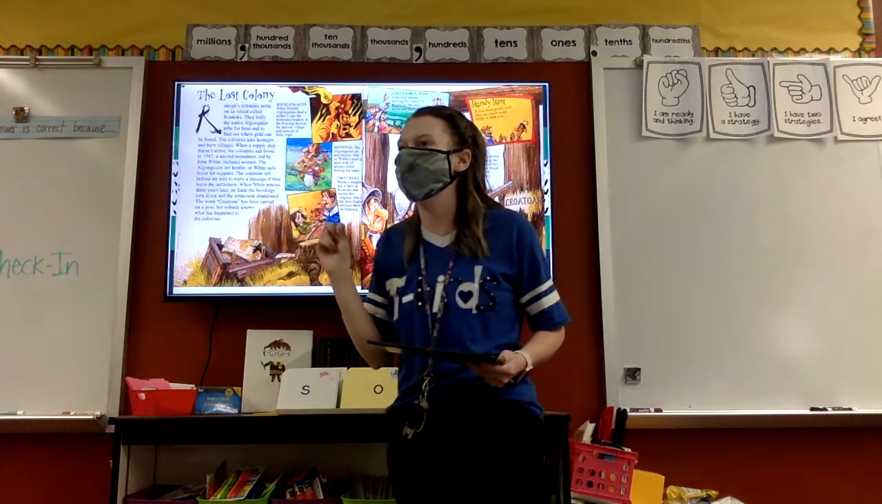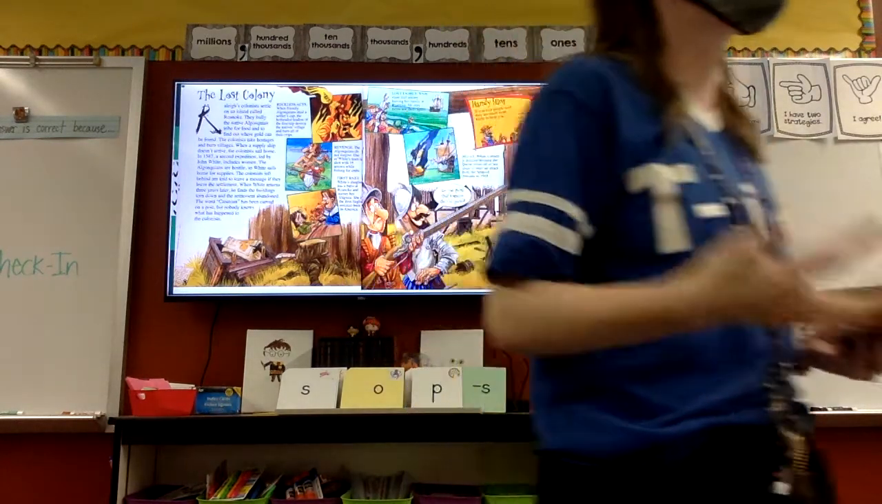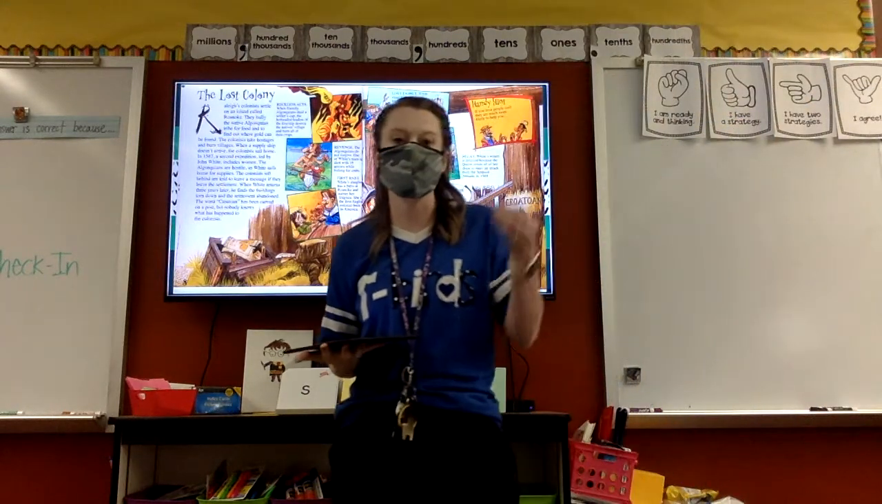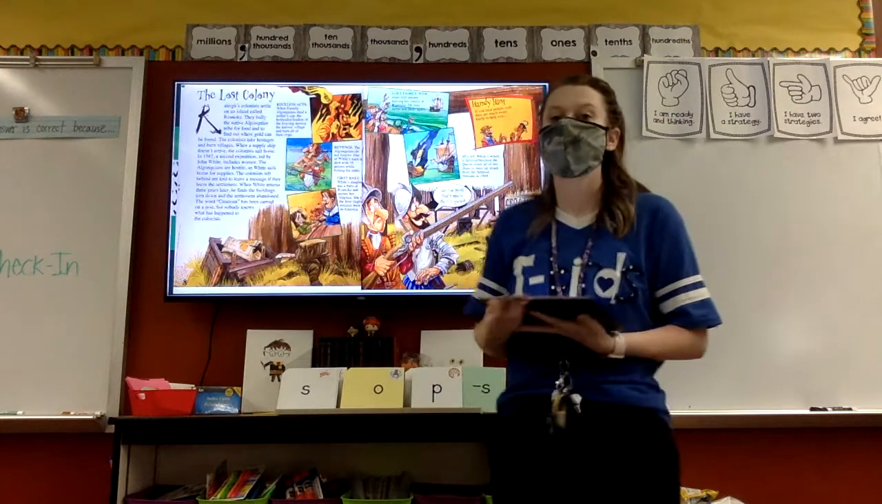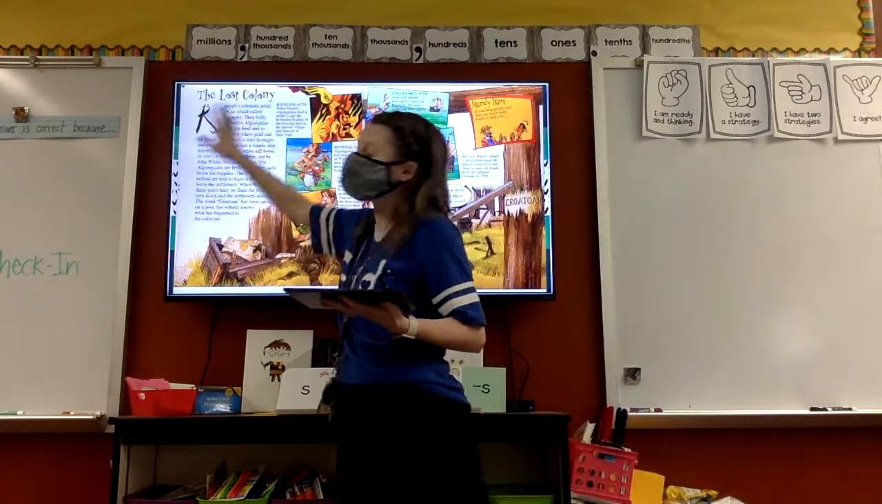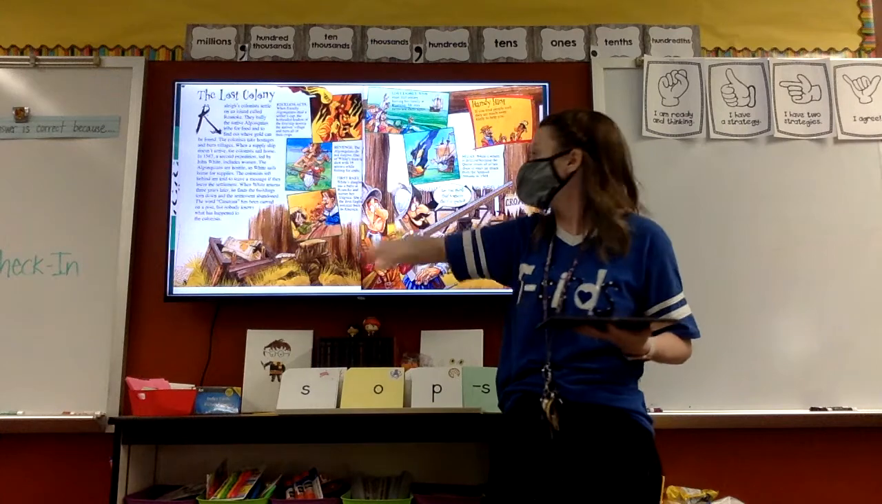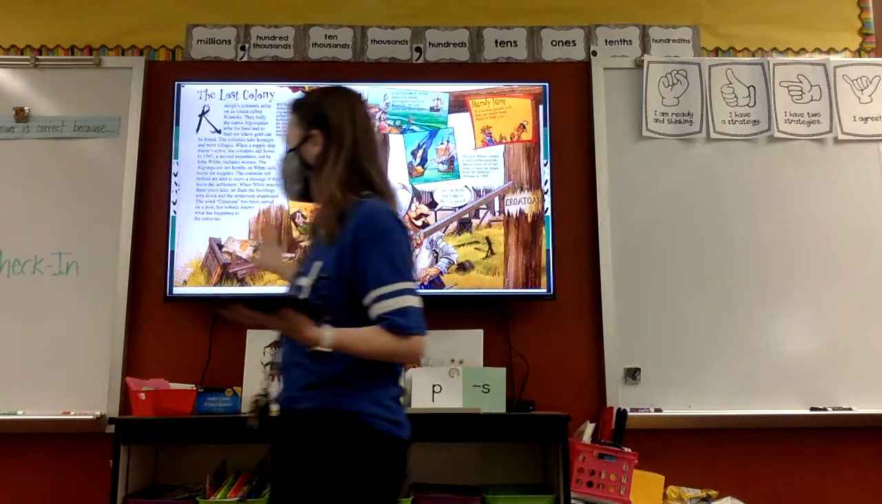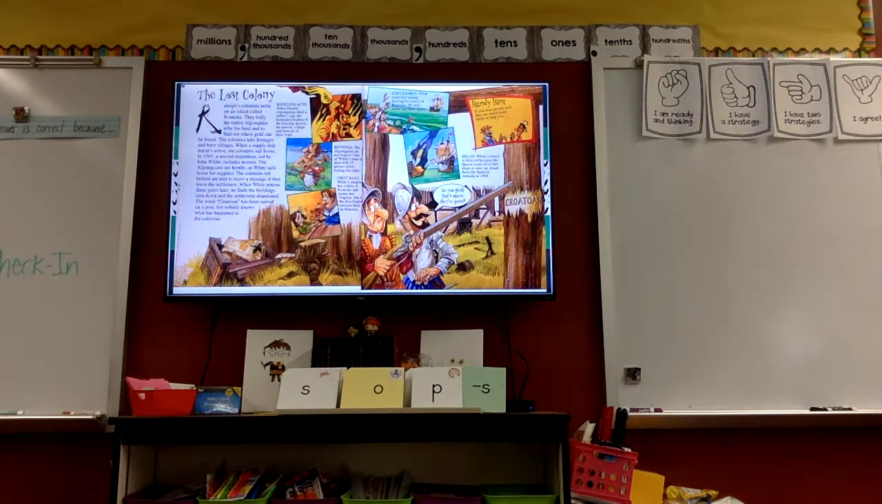Here's a second question, a little bit harder. What is this section mostly about? Was the whole thing about the first baby? This part was about the first baby. Look at everything that's on this page. What do you think this was mostly about?